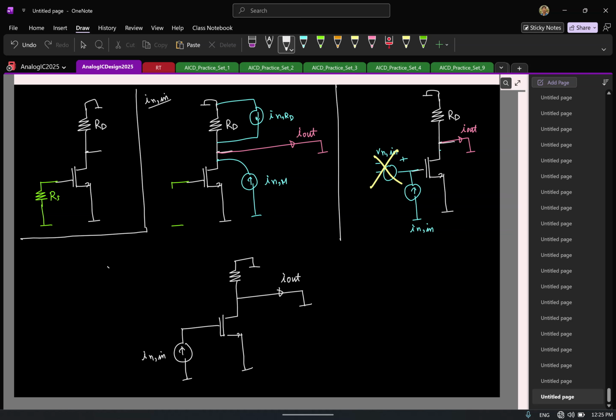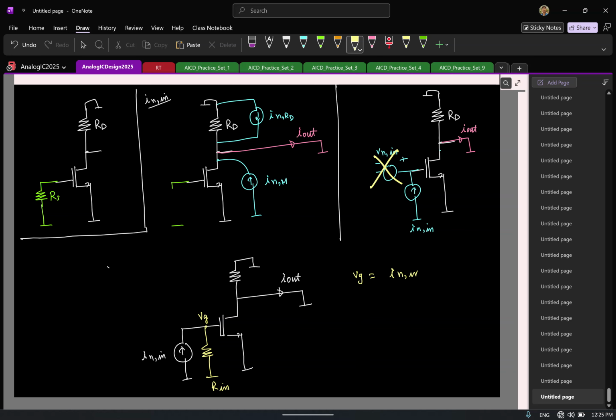0. Any other answer? 0, infinity, 1.1, 3.14. No? Okay, if infinity is very confusing, the only way to resolve infinity confusion is to assume that there is a finite input impedance, and then you find it and tend R_in to infinity. Simple. Now tell me what is the gate voltage here?